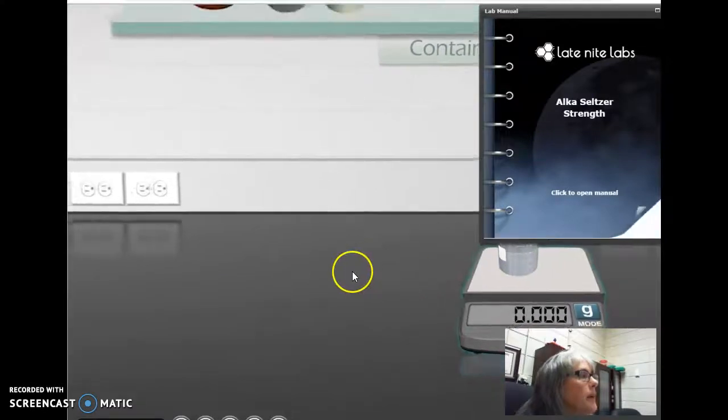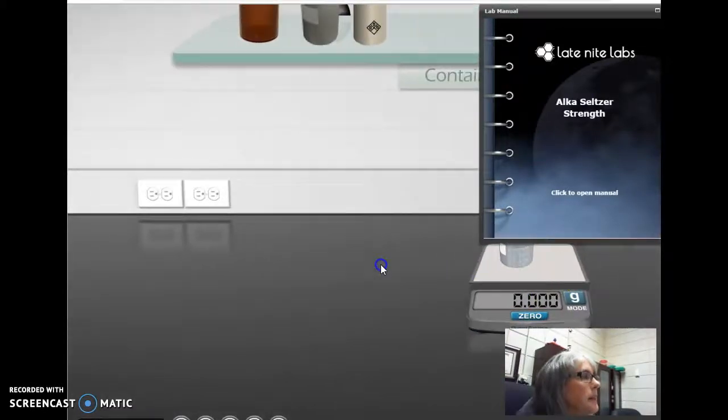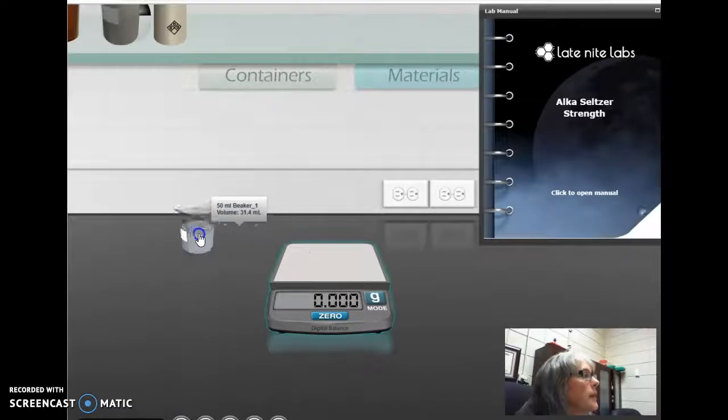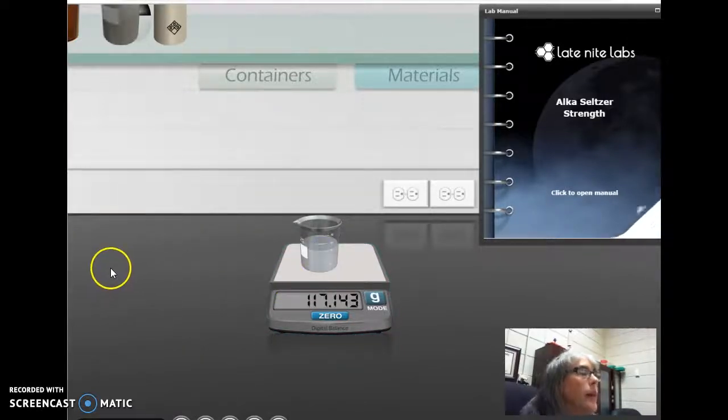I somehow didn't get it on the scale, I guess. But you'll get a mass. That's interesting. There we go. We've got a mass that time.